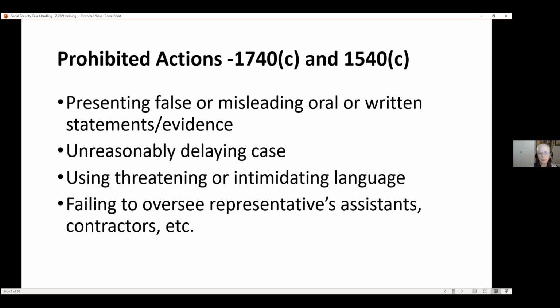Things you can't do. Now, these are things that are common to all practice of law. You can't provide false or misleading statements or evidence. Sometimes you're tempted to, in a case that you're doing for Social Security, and you have a record that's 2,000 or 3,000 pages long, just mention the things that support your client and not say anything at all about the things that are a problem. If you do that in such a way that you're being misleading, then that is a prohibited action.